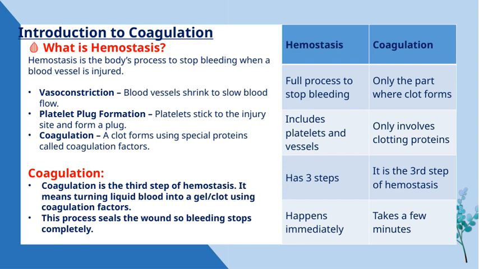First, vasoconstriction, where the blood vessels actually shrink to slow down blood flow right at the injury site. This helps limit blood loss initially. Next, we have platelet plug formation. Platelets, which are tiny cell fragments in the blood, stick to the injury site and form a plug. Think of it as a temporary seal to block the bleeding.